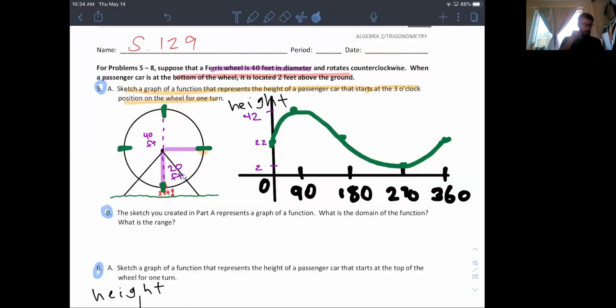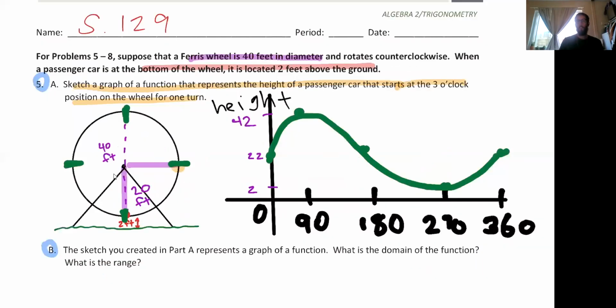All right, cool. So on Tuesday, we completed this problem, which is on page 129. It was in lesson 8, problem number 5. In this problem, we were working with a Ferris wheel that had a 40-foot diameter, whether it be from side to side, top to bottom, or diagonally. The distance across the circle was 40 feet.